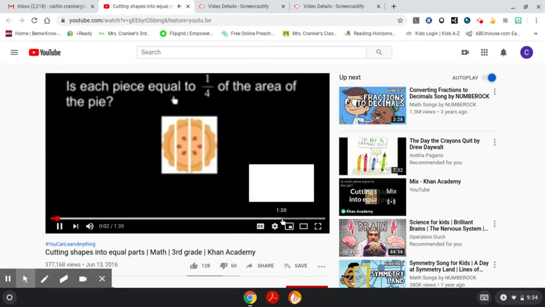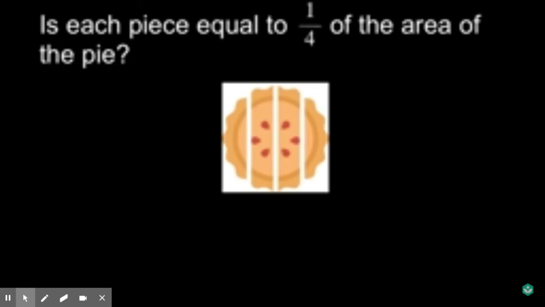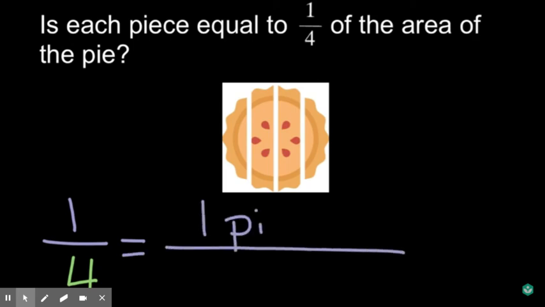Is each piece equal to 1/4 of the area of the pie? So we have a pie and it has 1, 2, 3, 4 pieces. So it does have 4 pieces. So is one of those pieces equal to 1/4 of the pie? Well, let's talk about what we mean when we have a fraction like 1/4. The 1 in the fraction, the numerator, represents the number of pieces. So here, 1 piece of pie.